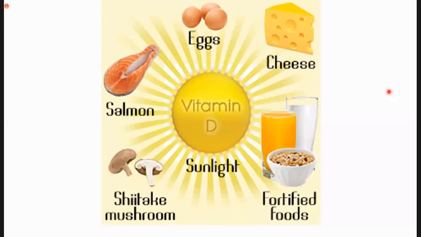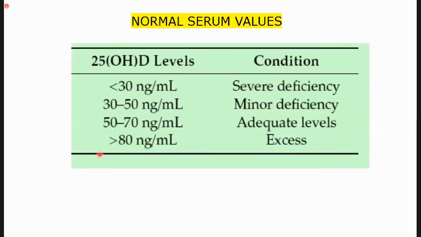Now, normal serum values of vitamin D: the circulating vitamin D is 25 hydroxy cholecalciferol. The normal adequate levels range from 50 to 70 nanograms per ml. So what you should remember, the normal reference range is from 50 to 70 nanograms per ml. 30 to 50 is minor deficiency, and less than 30 is severe deficiency.